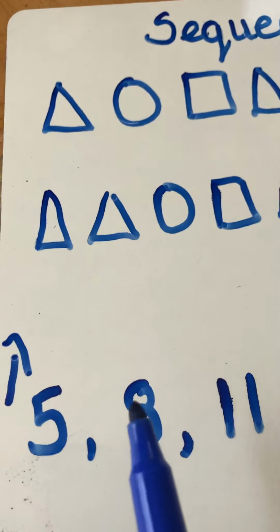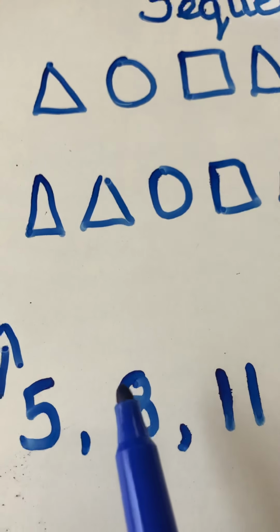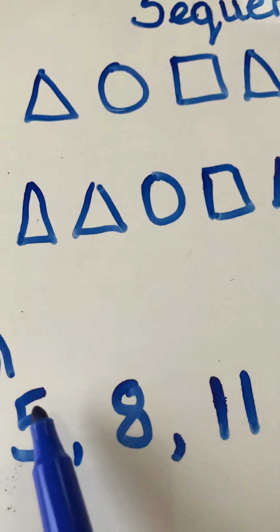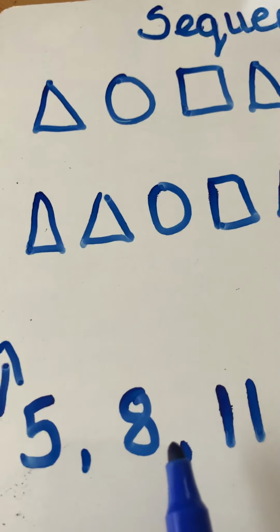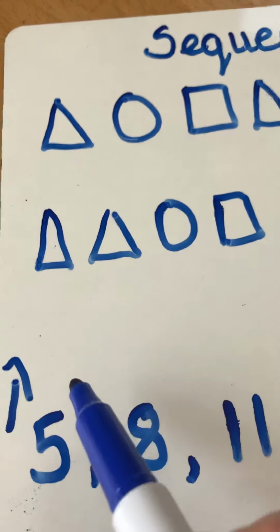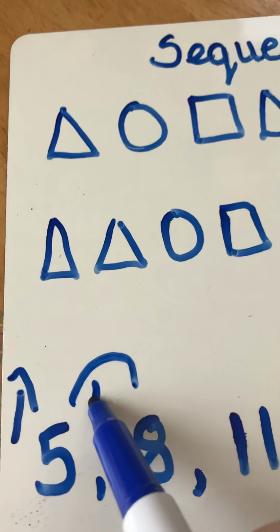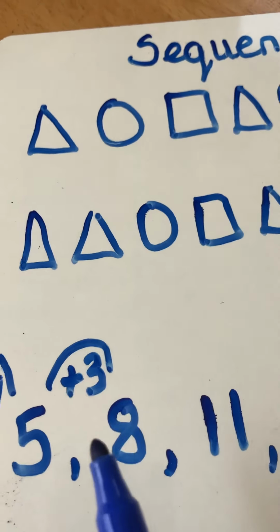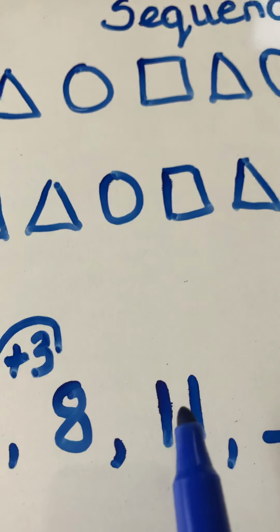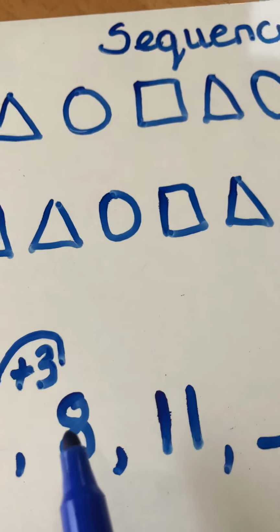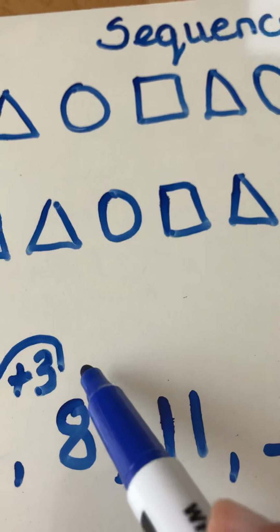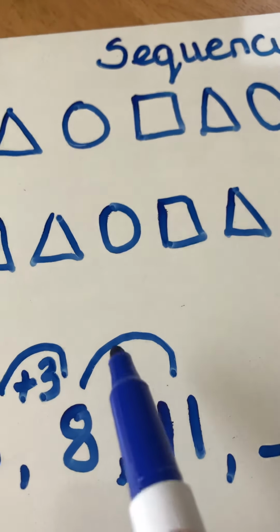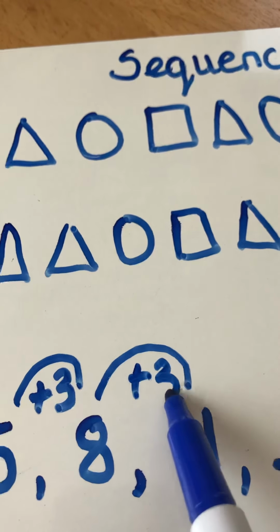Remember, finding the difference doesn't mean looking at what's different between the numbers. It's looking at how many there are between the numbers. So how many are there between 5 and 8? Have a think. That's right, there's 3. So we've added 3 to 5 to get 8. Now let's see if we do the same between 8 and 11. How many are there between 8 and 11? What's the difference between 8 and 11? Have a think. That's right, we've added another 3.